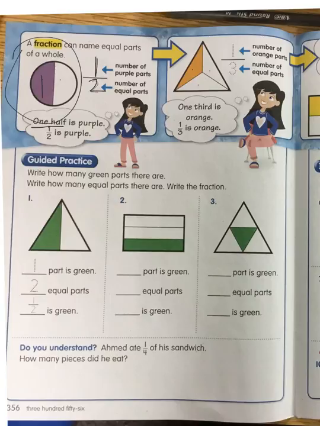1/2 is purple. Okay, looking at the triangle, those are equal parts. How many equal parts are there? There are 3 equal parts. How many are orange? 1. So I would say 1/3 of the triangle is orange. 1/3 is orange. Let's go ahead and try. The directions say to write how many green parts there are, write how many equal parts there are, and then write the fraction. We have 3 things to do.